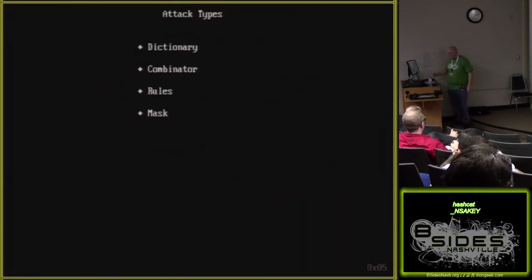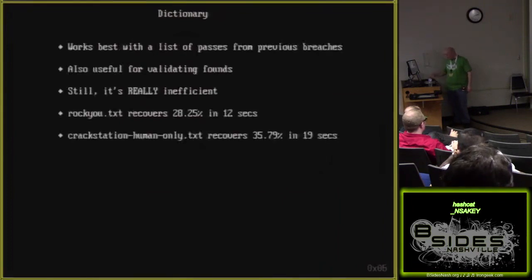Attack types I'm going to cover today are the dictionary attack. I'm going to briefly gloss over the combinator attack, and then I'll talk about rules and mask files. The dictionary attack works best with a list of passes from previous breaches. As I said on the third bullet point, it's pretty much really terrible from an efficiency standpoint. Your cards are going to get just as hot as if you just ran rules. And if you're running one of the really small rule sets and you're doing unsalted hashes, you're not going to have much of a speed difference at all in terms of actual runtime.